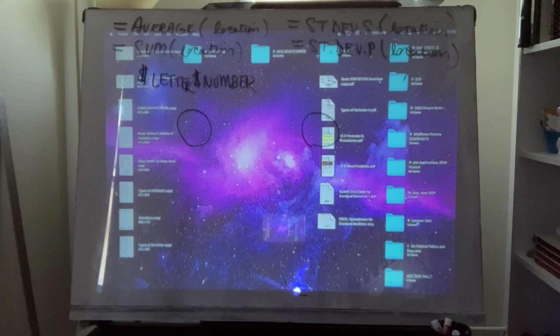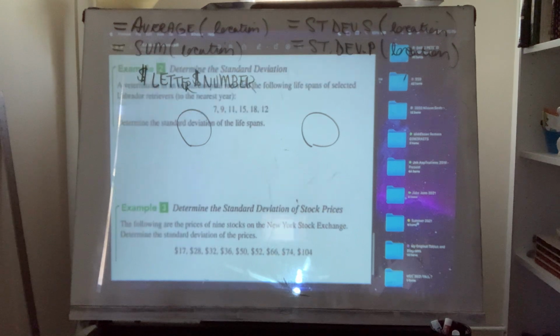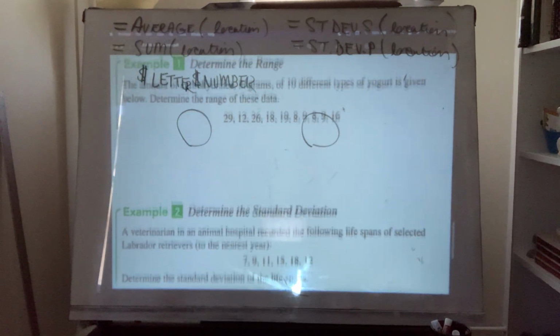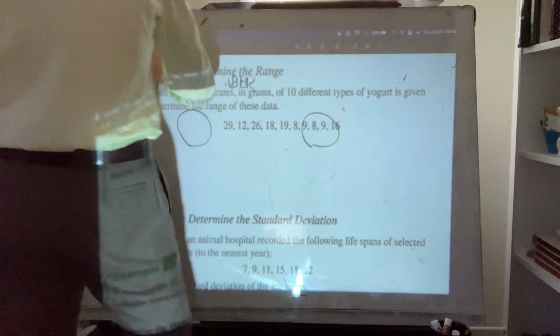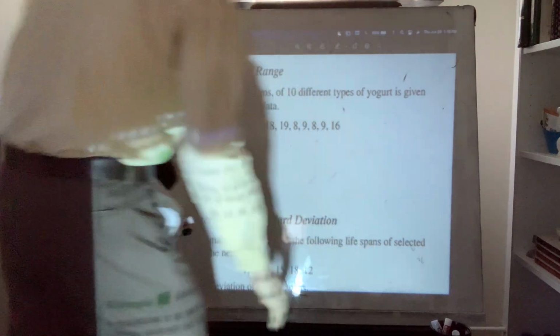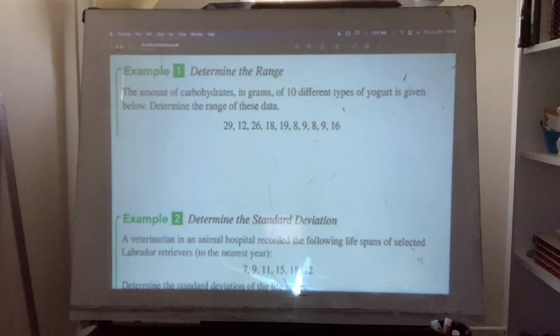All right. Let's go back to these questions from the textbook now. We'll do these, and then we're done. In this case, they're just asking you to calculate the amount of carbohydrates in grams in 10 different types of yogurt given below. Calculate the range, all right?